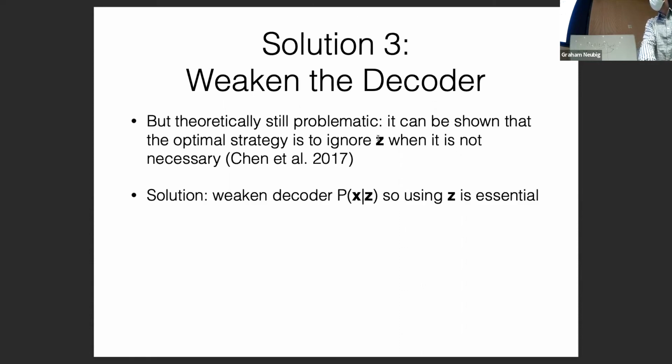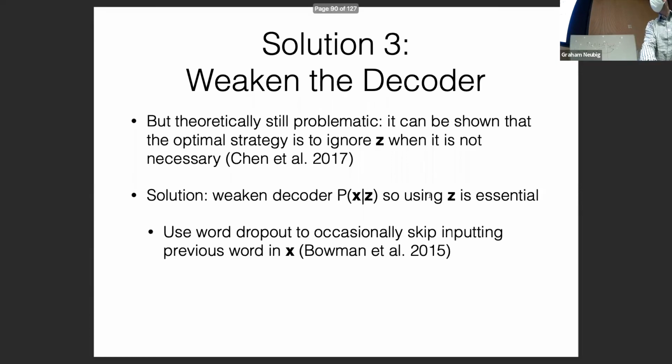So one solution is to weaken the decoder so that using Z is essential in order to get good accuracy. One example of this is to use word dropout to occasionally skip inputting the previous word in X. Basically, if you have an autoregressive decoder that conditions the output on the previous words, you can occasionally drop out those previous words, and that makes it harder, and thus more useful, to pay attention to Z.